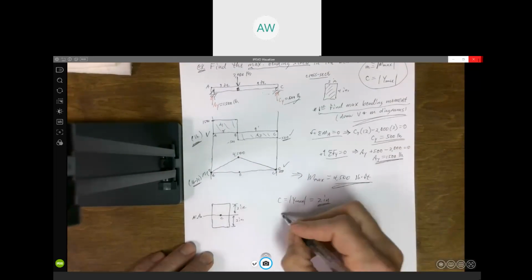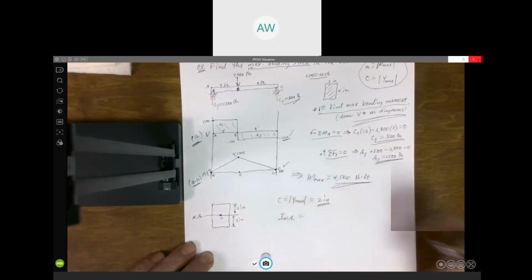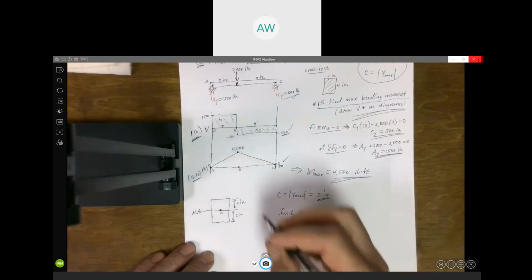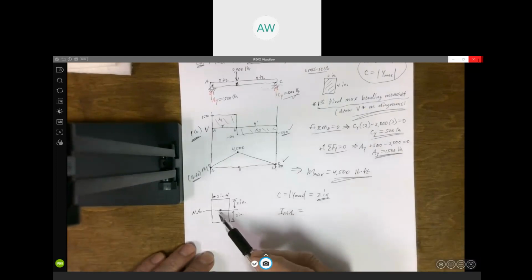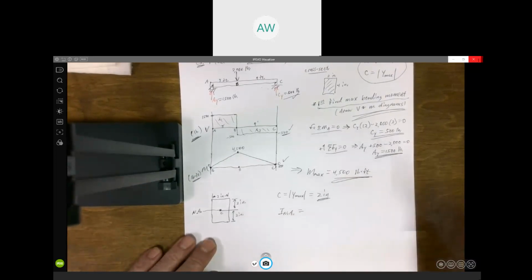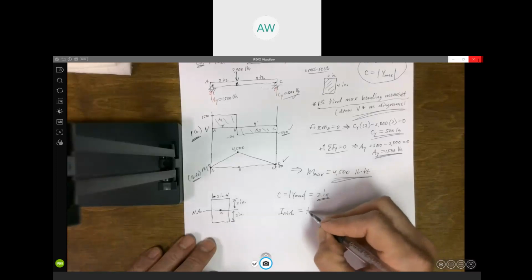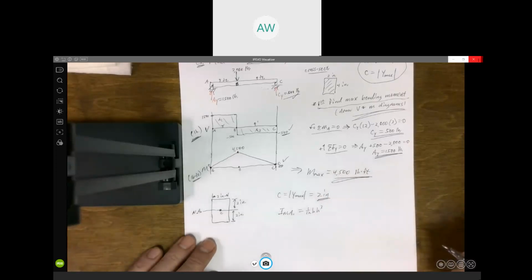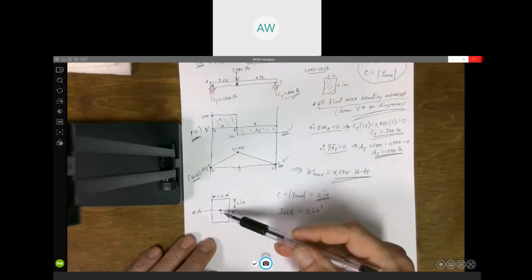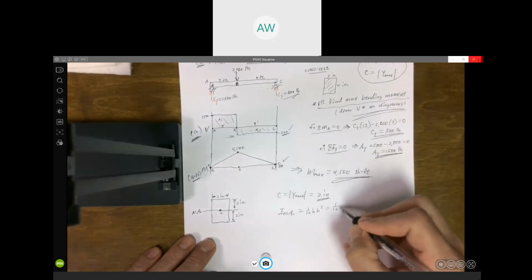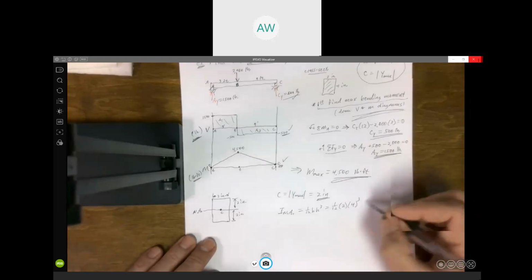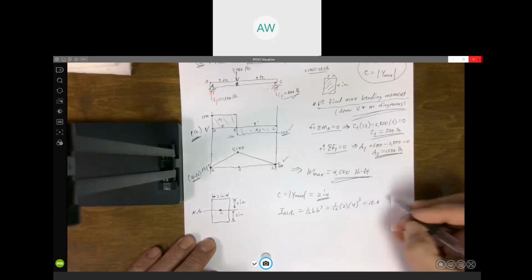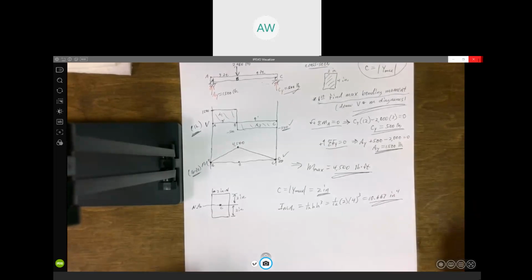It's a rectangle. So I know, if you don't know yet, you will know soon, that here the neutral axis goes through the centroid. So here, this is just 1/12 base times height cubed. We don't have to add A D squared because it is through the centroid. So it's just 1/12. The base is 2. The height is 4. And that's 10.666, so 10.67, whatever you want to round it off to. Okay.